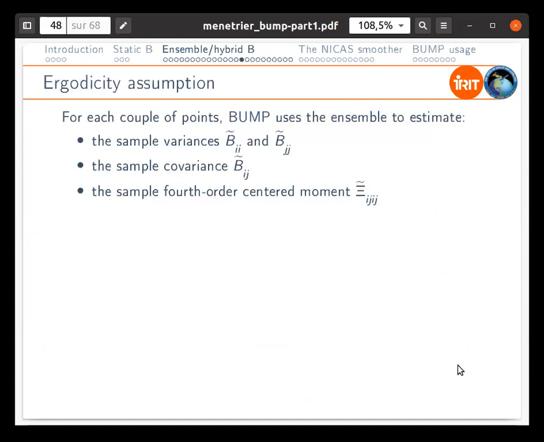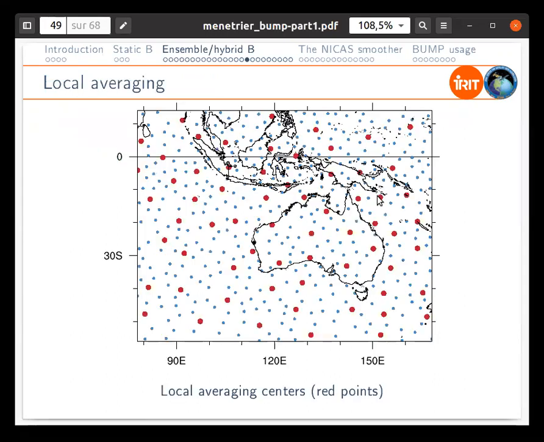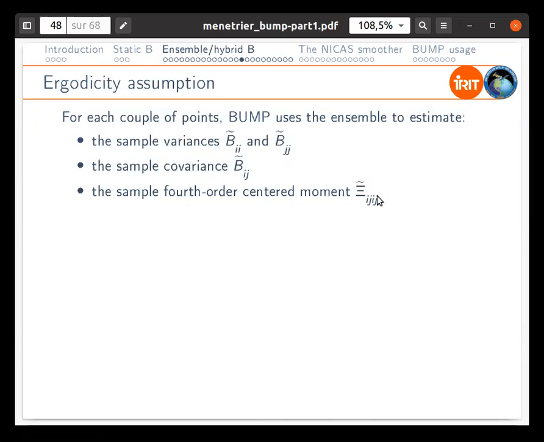For each couple of points, BUMP will use the ensemble to estimate the sample variances, the sample covariance, and this famous fourth order centered moment. This one is needed for non-Gaussian statistics. So that's the first step.